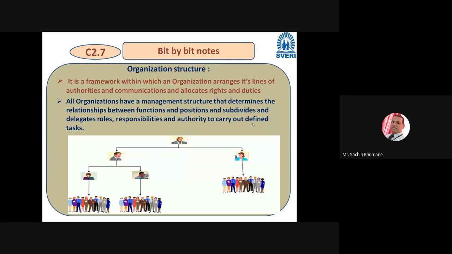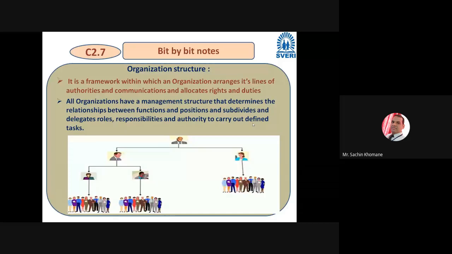He appointed two people below him. Again, each of those people appointed two people. And under these two people, there is a very big group of people. So friends, in short, you will say it is an organization structure. Okay. So this is an organization structure. So friends, what is the exact meaning of organization structure? It is a framework within which an organization arranges its lines of authority and communication and allocates rights and duties.